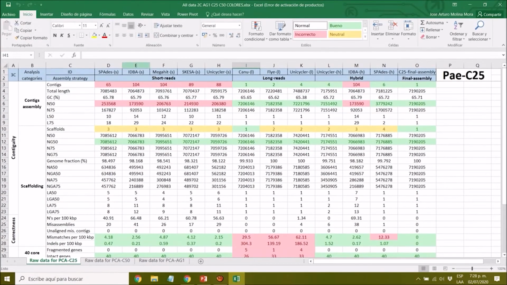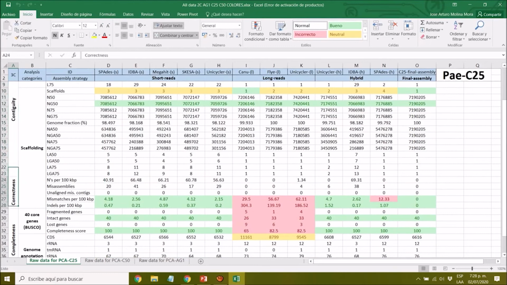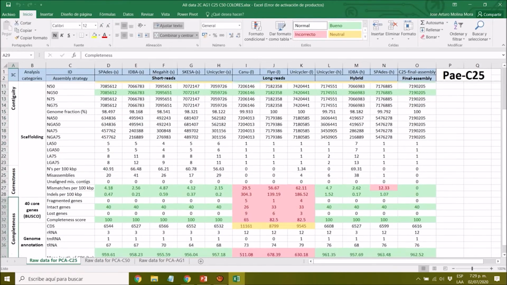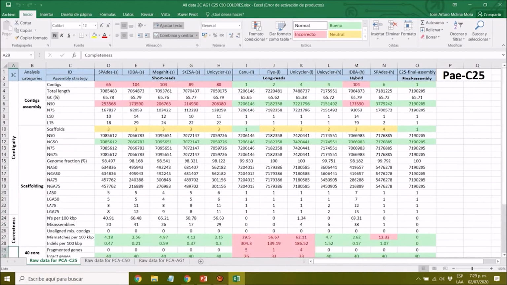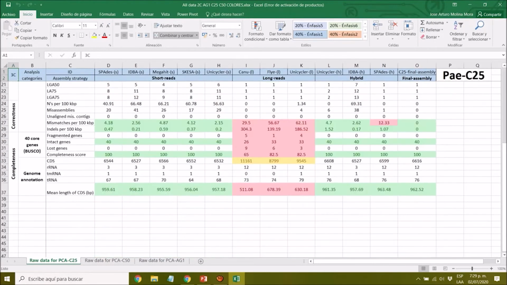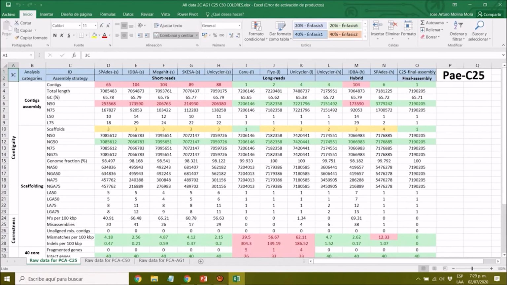Now we are going to compare all the assemblers using different metrics related to contiguity, correctness, and completeness, the 3C criterion, for the case of C25 strain. Although we have several metrics, I'm going to focus on some of them. For example, at contig level, the number of fragments and the N50 metrics.